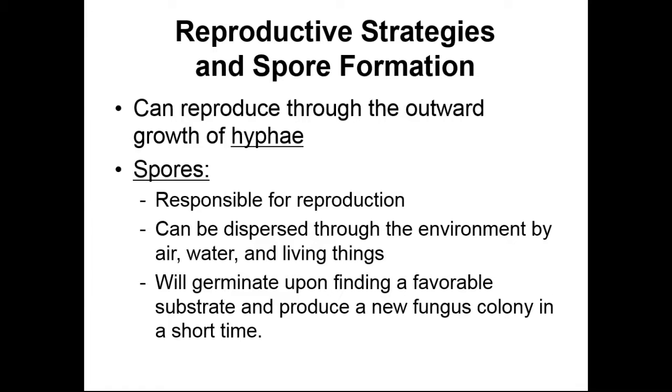However, we can also have fungal reproduction through spore generation. You can think of a spore as the fungal equivalent of a gamete or a sperm and egg. Our spores are going to be responsible for reproduction, particularly sexual reproduction for the fungi. Our spores can be dispersed through a wide variety of environments. So they can be airborne, they can be waterborne, or they can be transmitted through living things. These spores can germinate upon finding a favorable substrate, or when they have ideal or favorable environmental conditions, and they can start a new fungal colony in a relatively short period of time.